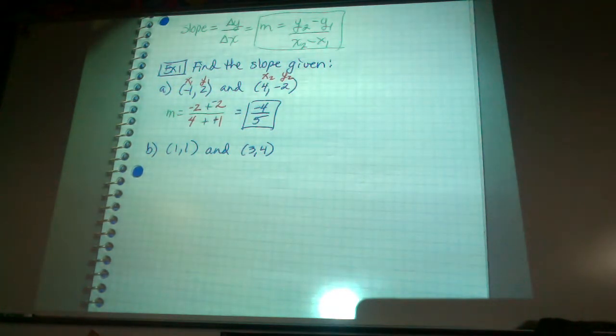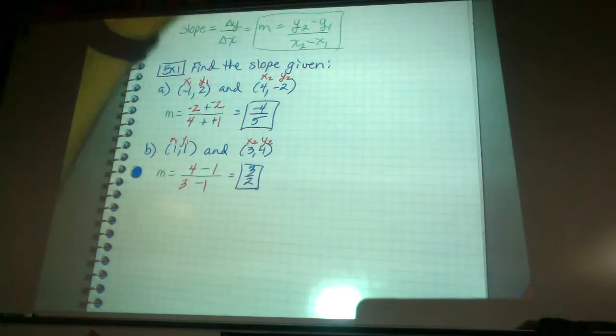Slope is never written as a decimal. I've seen that in some textbooks, so it's quite uncomfortable. You try plotting a decimal in the coordinate grid as a slope. It doesn't work very well. And slope should never be written as a mixed number. It should always be written as a fully reduced improper fraction. So what do you get? Positive or negative? It's positive 3 halves, right?